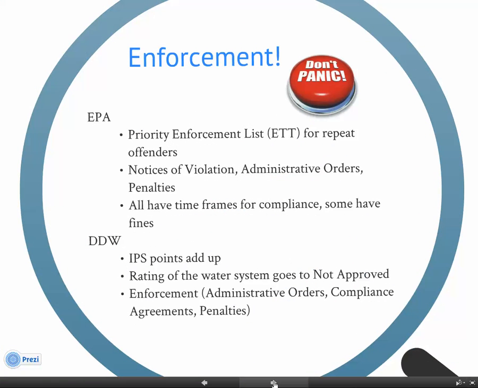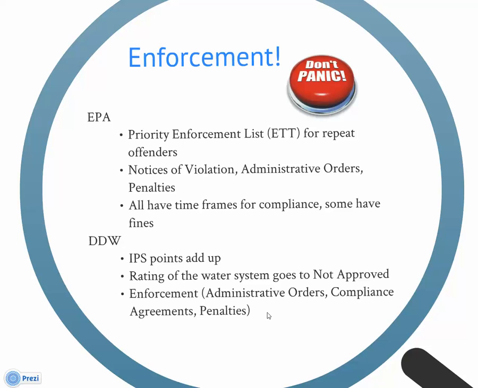So what happens if you are with a system that has continued to build up violation after violation after violation without resolving them? And this is what happens. The system is now headed down the pathway of enforcement. So at the Division of Drinking Water, your IPS points start to add up, and then your water system rating goes from approved to not approved. And then eventually, if you don't respond to this not approved rating, we will start doing administrative orders, or what we call compliance agreements, and then assessing penalties or fines.